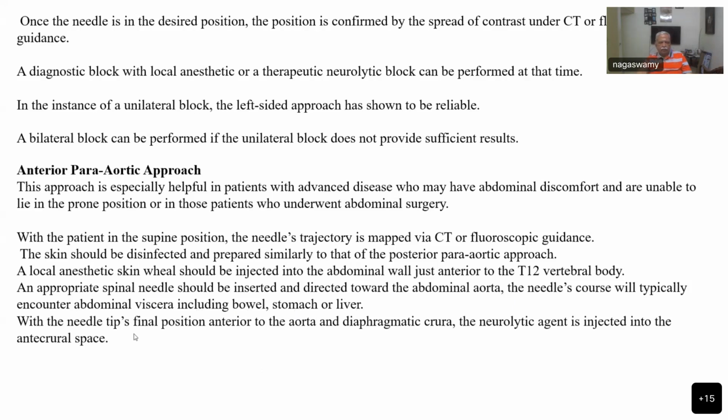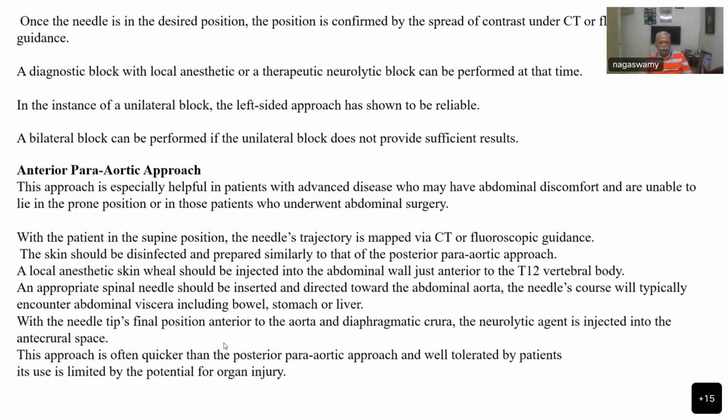With the needle tip in final position anterior to the aorta and diaphragmatic pleura, the neurolytic agent is injected into the antecrural space. This approach is often quicker than the posterior paraaortic approach and well tolerated by patients, but its use is limited by potential organ injury. So the majority of people who do the celiac plexus block routinely prefer the posterior paraaortic approach rather than the anterior approach.